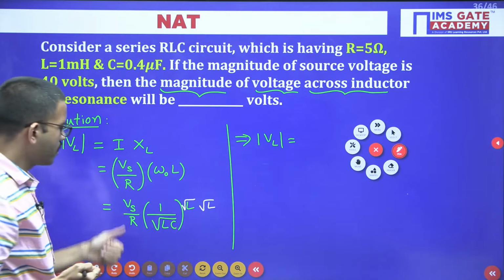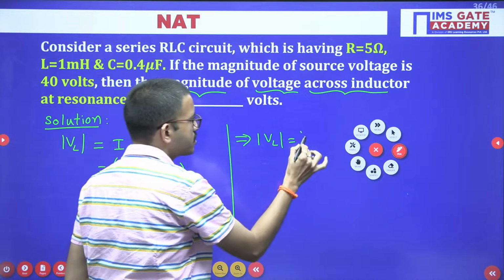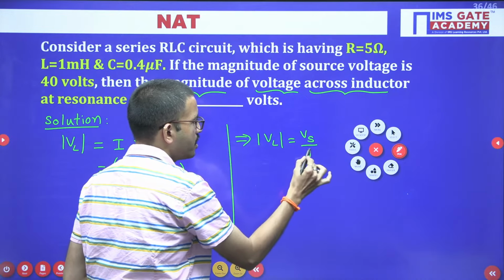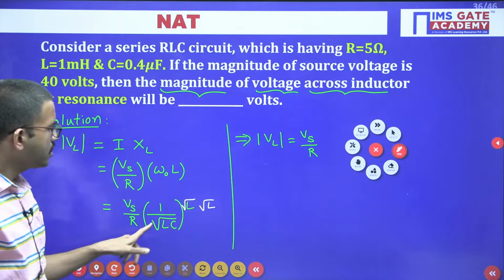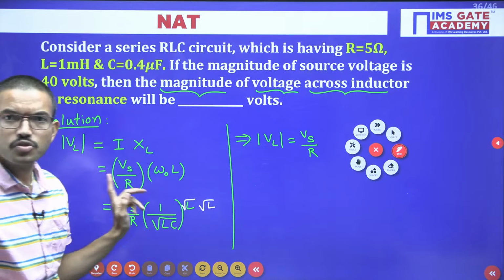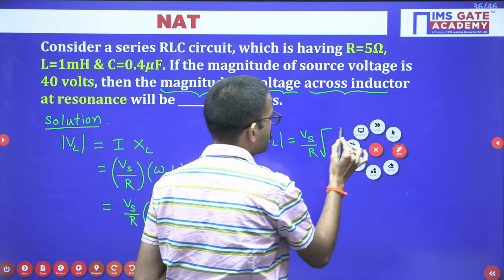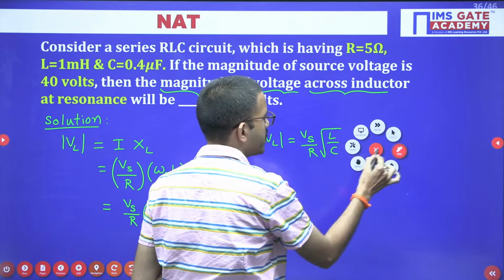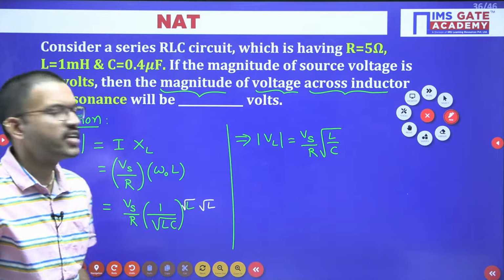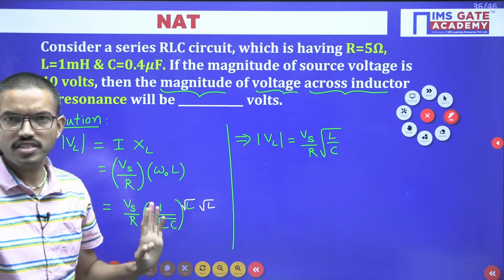as Vs divided by R into root L divided by root C. Root L by C. Here for understanding purpose, I have discussed this one.